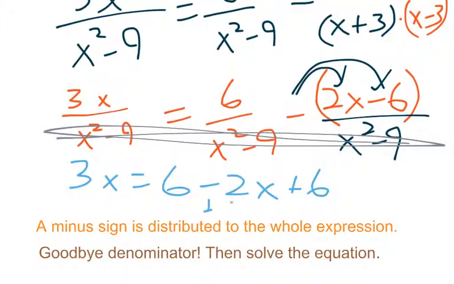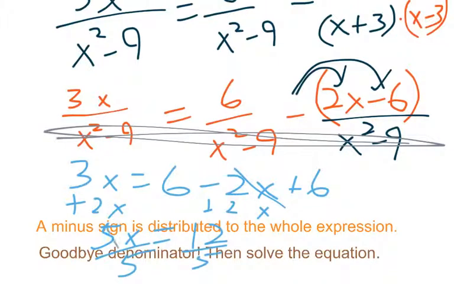And I get x on the same side, so add 2x, add 2x. I get 5x equals 6 plus 6 is 12, so equals 12. Divide by 5, and it's just 12/5. So 12/5 is our answer.